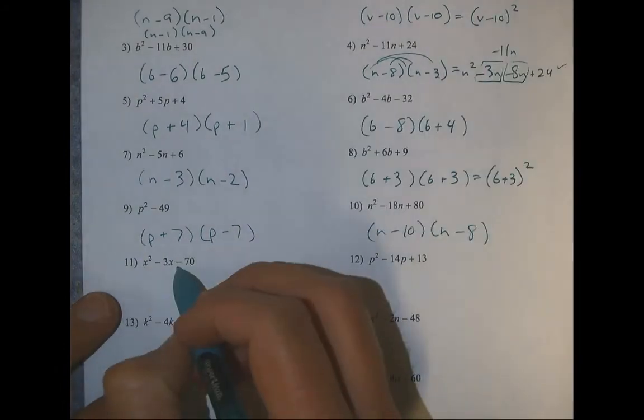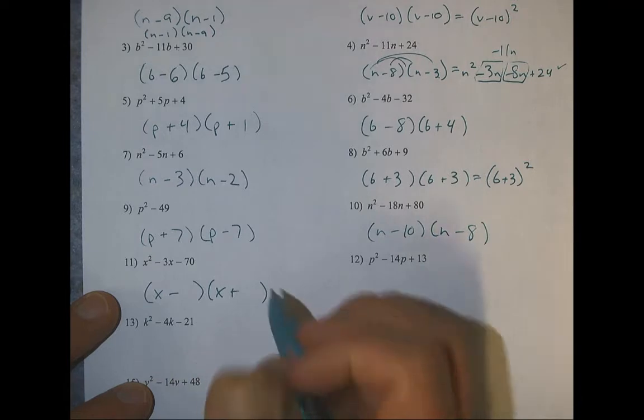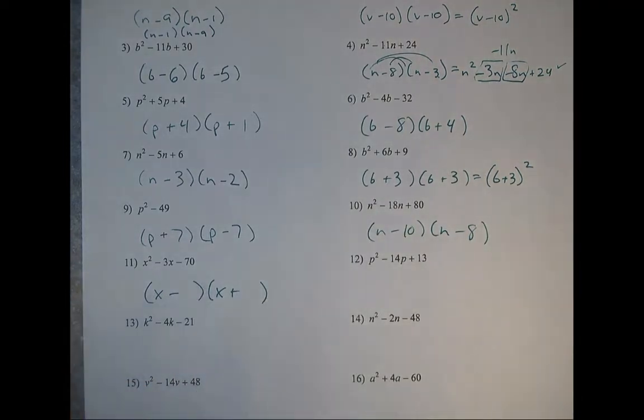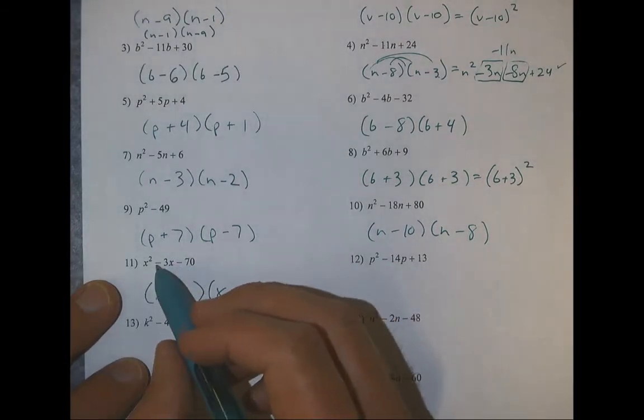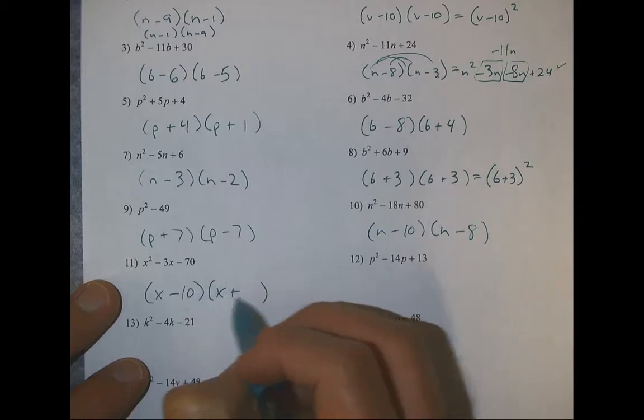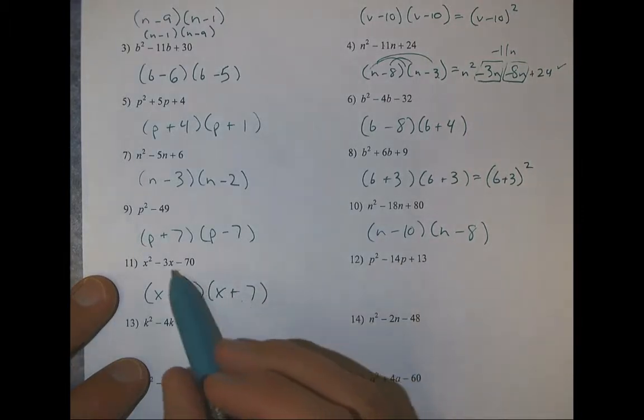11. Multiplying to a negative. So one's negative, one's positive. 70, I would think 10 and 7 first, and I can make a 10 and a 7 into a negative 3. So since it's a negative sum, I'm going to put the bigger number with the negatives. So 10 and 7 multiplied to negative 70, add up to negative 3.